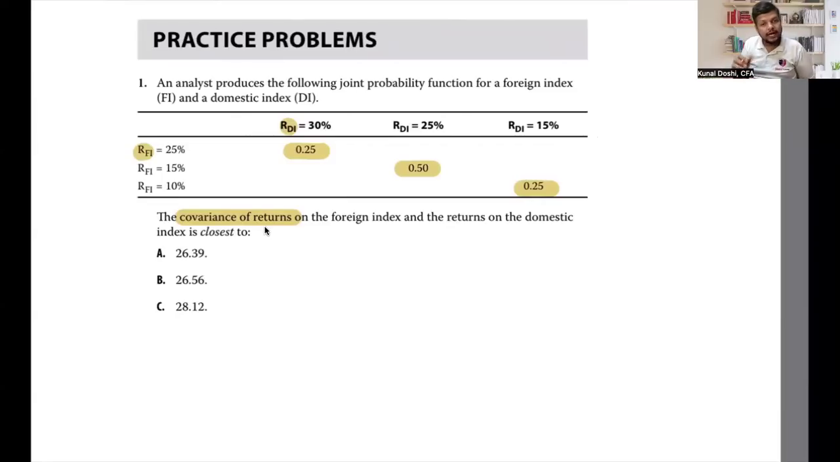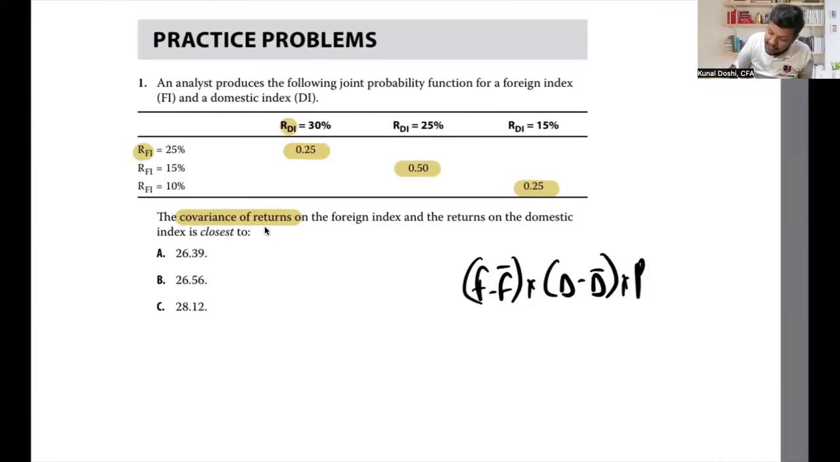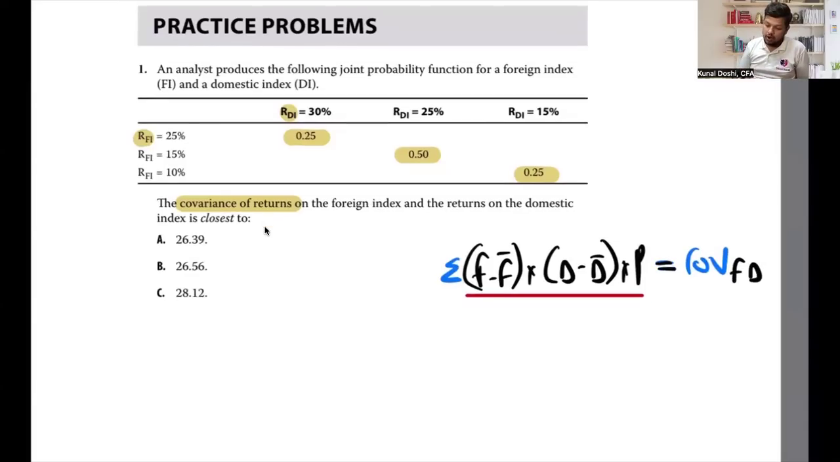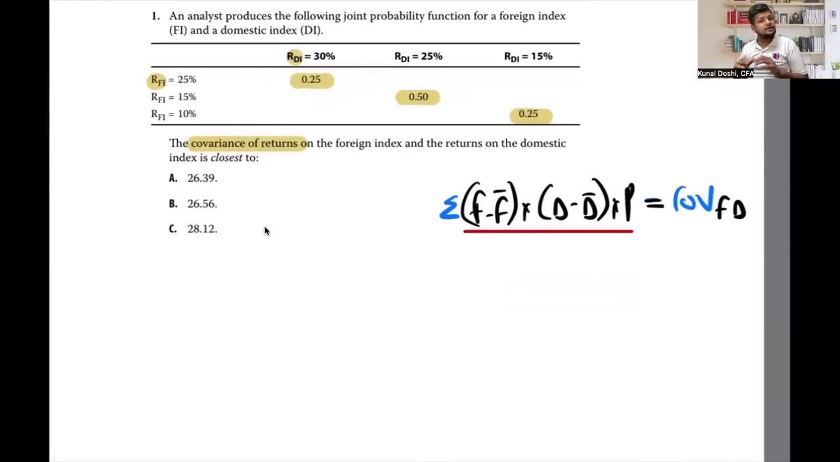Now, in order to calculate covariance, I need the average returns of the foreign index. So I will see the deviation of the foreign index, and then the deviation of the domestic index. I need to multiply with the probability and then sum it up to get the covariance. This will give me the covariance between the returns of my foreign and domestic index with respect to probability. Got it? But to solve this, first we will summarize all of this systematically.